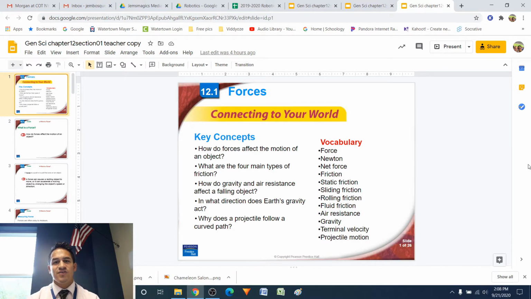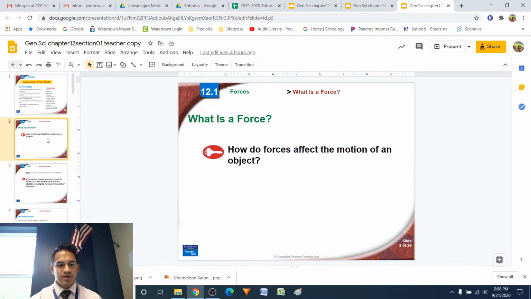So there is a lot of vocabulary in this section. We're going to be learning about force and different types of friction and all kinds of stuff. So, we just got to keep some words straight, but either way, let's jump into it here, okay? So first off, what is a force?